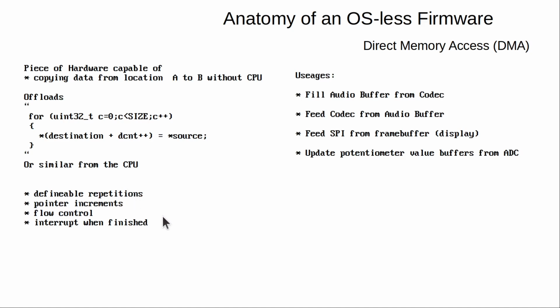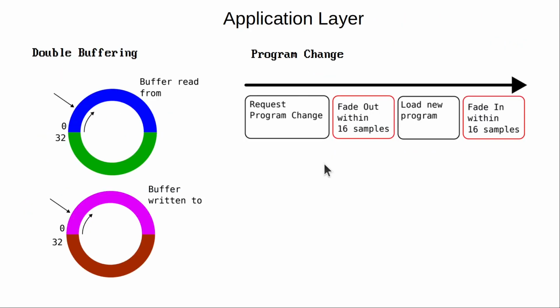Also, some kind of flow control is supported, prohibiting premature read of hardware buffers, for instance. Also, most DMAs can interrupt the CPU when a transfer finishes. In the PiPicoFX, DMA is used for multiple purposes: to fill the audio buffer from the codec, to feed the codec from the audio buffer, to feed the SPI from the display frame buffer, and to update potentiometer values from the ADC readout. We're slowly but steadily reaching the application and user interface layer.